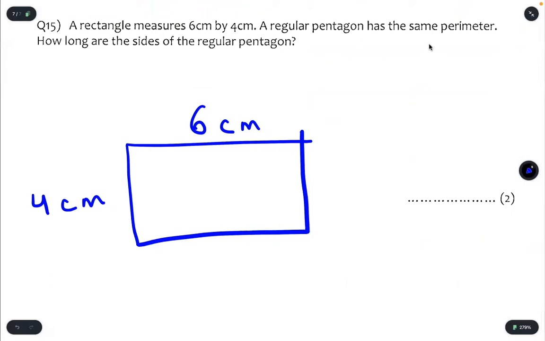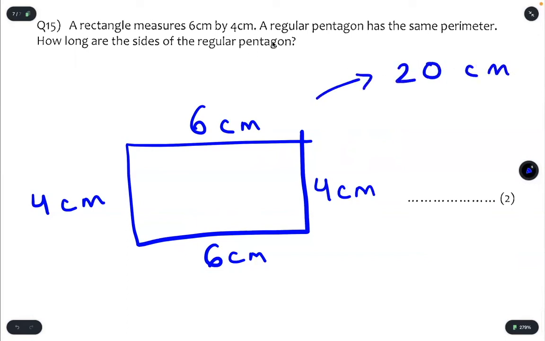First, let's work out the perimeter of this rectangle. If this is 6, then the parallel side here is also 6. If this is 4, the parallel side here is also 4. The total perimeter is 6 add 4 add 6 add 4, which is 20. So 20 centimeters in total. A regular pentagon has 5 equal sides. So we need to do 20 divided by 5 to find out what each of those sides will be worth, and that is 4 centimeters.